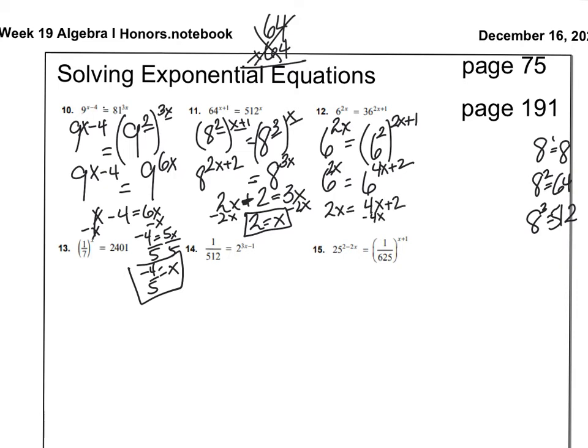Subtract 4x from both sides. So negative 2x is going to equal 2. Divide both sides by negative 2. X is going to equal negative 1. Moving on to the next one.